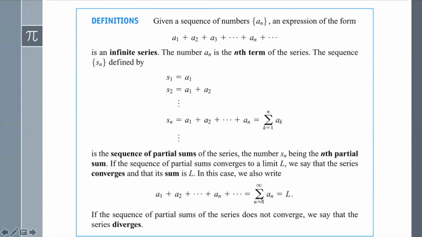In this case, we also write a1 plus a2 plus and so on, plus a sub n, continuing forever, equals the sum. Remember, in math, capital sigma means sum. Maybe you haven't seen that since Calc 1 and Riemann sums. Remember those? The sum n equals 1 to infinity of a sub n is equal to L. If the sequence of partial sums of the series does not converge, we say that the series diverges.